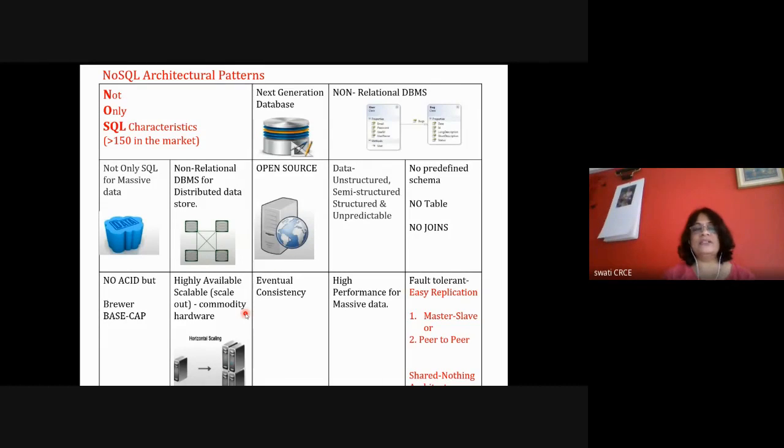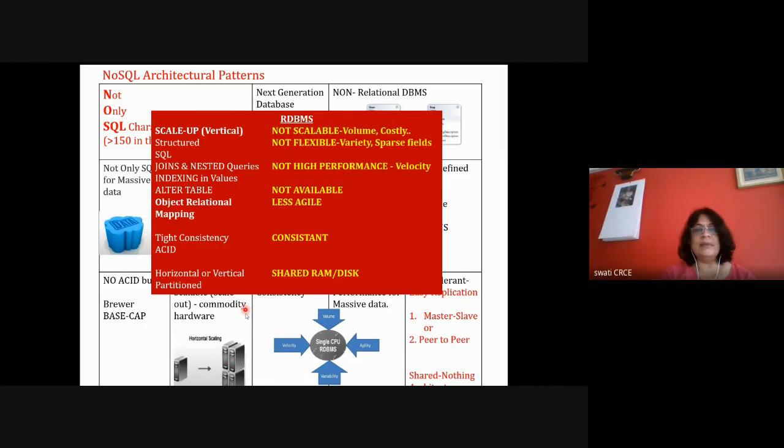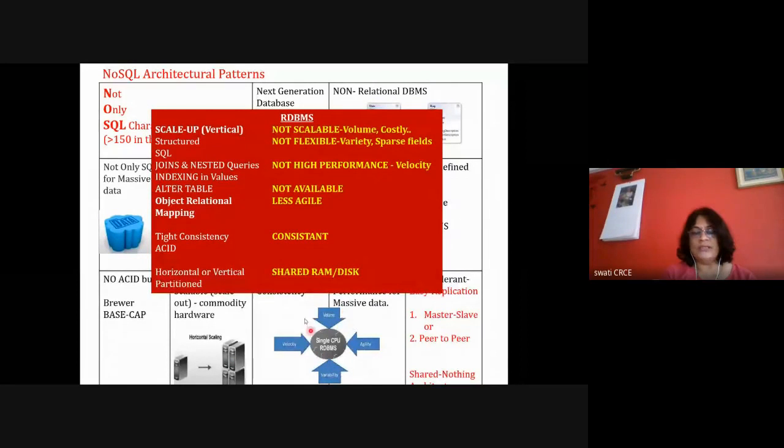NoSQL is a next generation database. It is a non-relational database management system for a massive amount of data that is stored across distributed computers using commodity hardware. Okay. And if we want to compare this with RDBMS, if you are using RDBMS and if you want to scale up, if your size of the data is increased, okay. Now with respect to this diagram, you remember everything, that single CPU RDBMS is cracked with high volume, high velocity, high agility, and high variability.